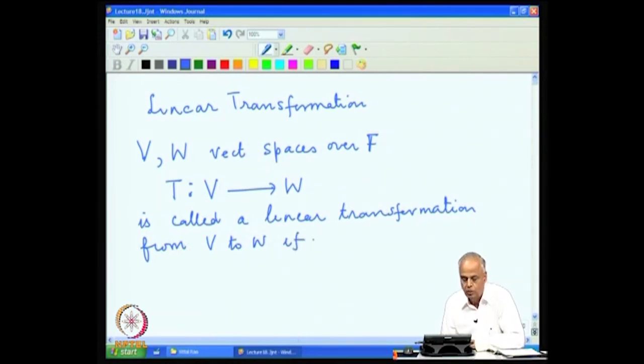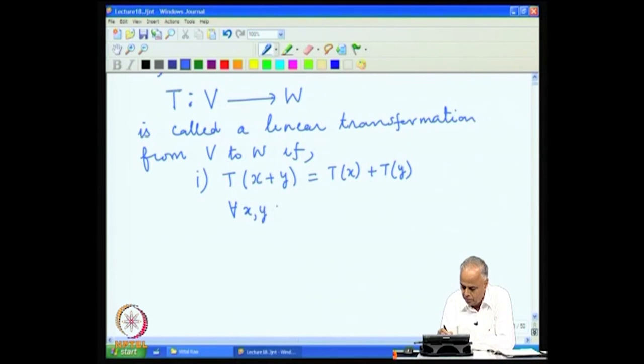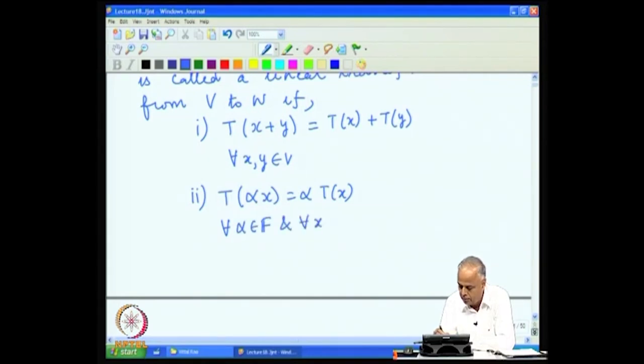If what should it do? Since V and W both have vector space structures, both have addition and scalar multiplication, and we want this T to preserve the structure of addition and scalar multiplication. So, it is called a linear transformation if one, it preserves addition. That means, T of x plus y must be equal to T of x plus T of y for every x, y in V. Similarly, it should preserve scalar multiplication, that is T of alpha x must be equal to alpha T of x for every alpha in F and for every x in V.